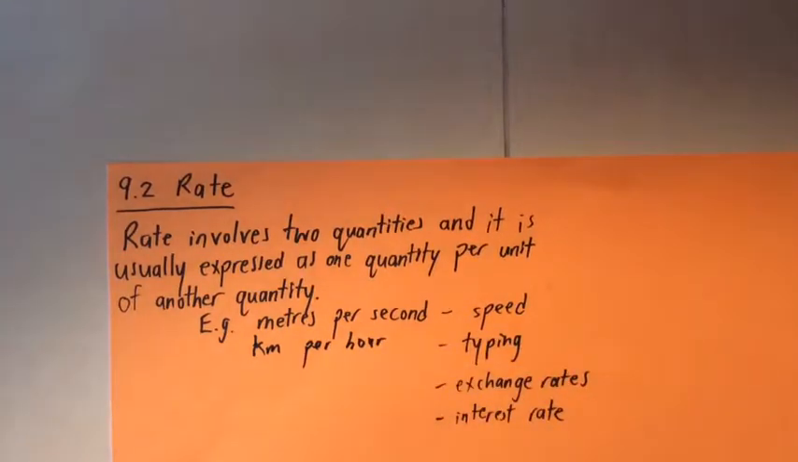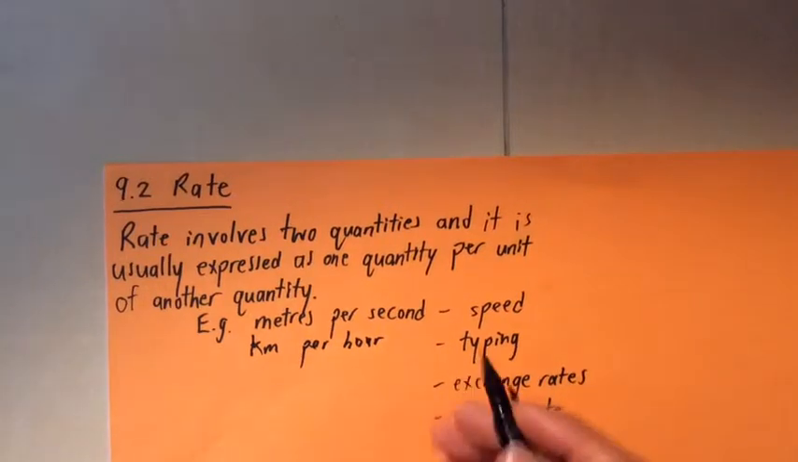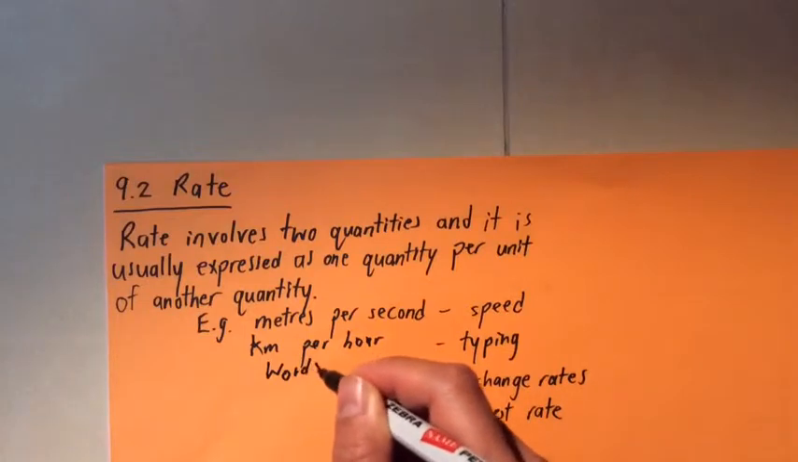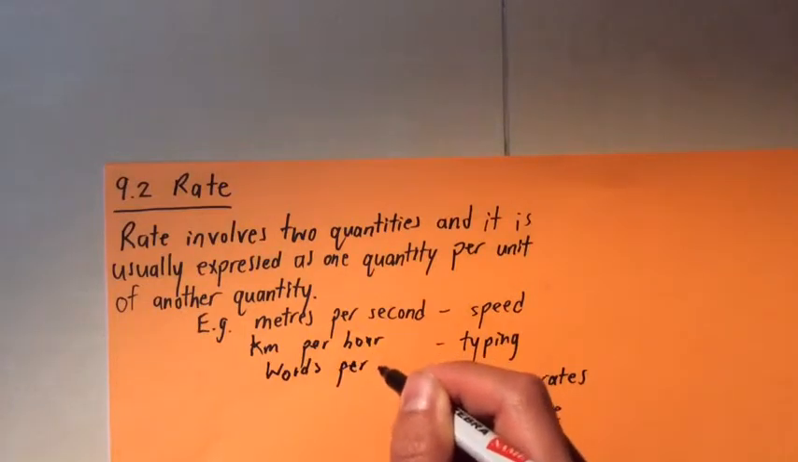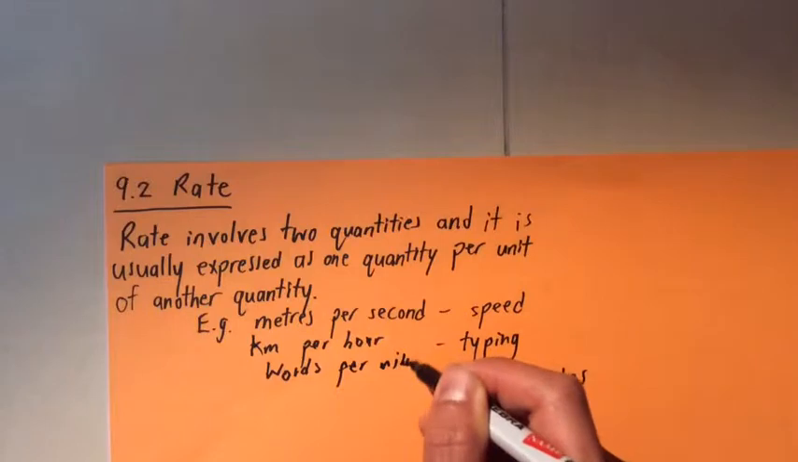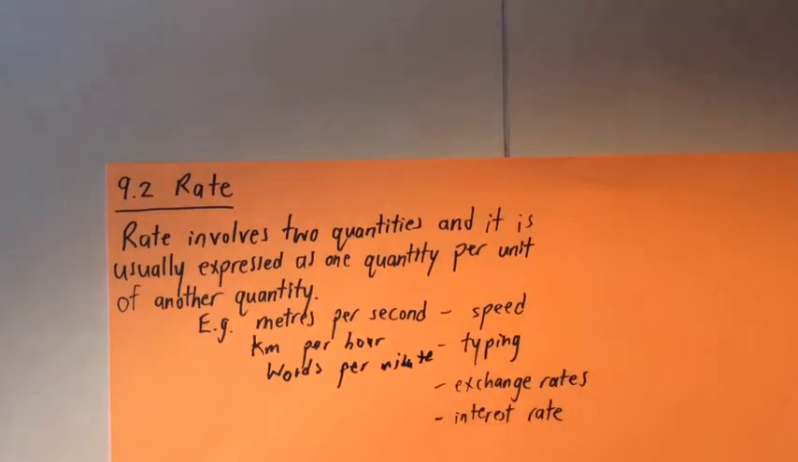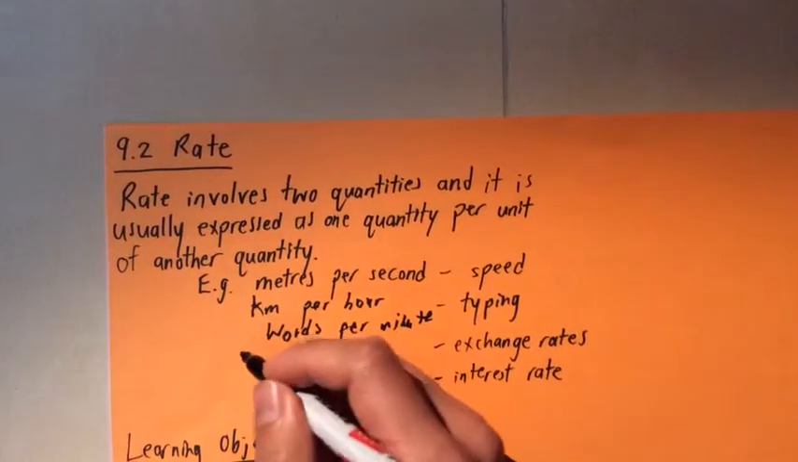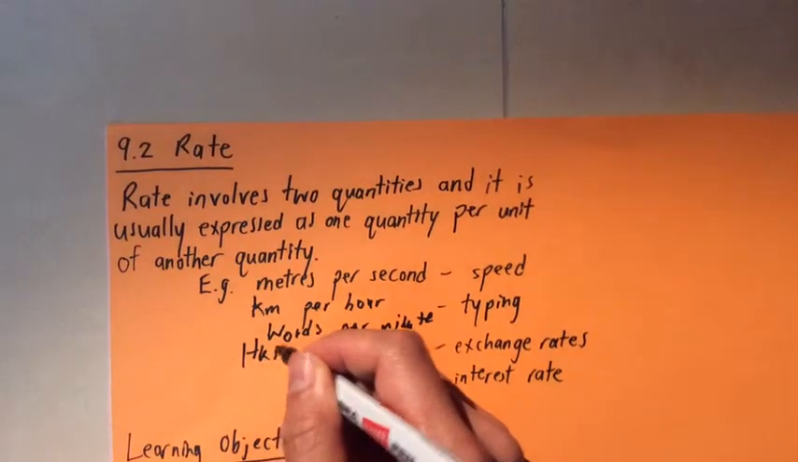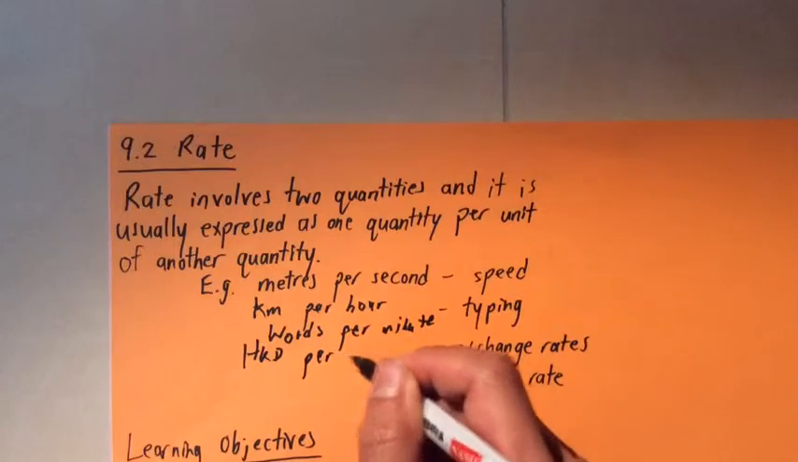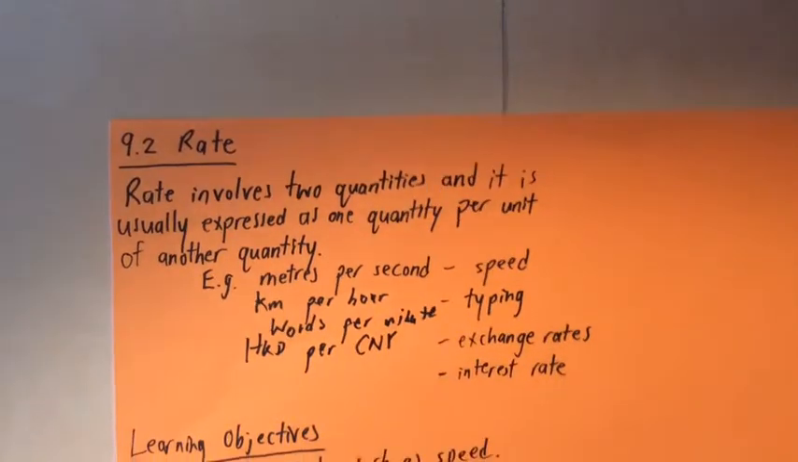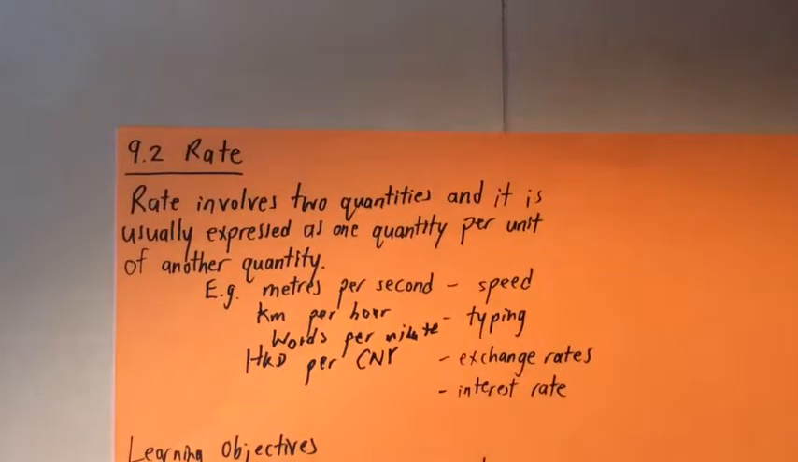That's something you'll probably notice when you're driving a car or riding on a car. For typing, you've probably heard of words per minute. Okay? For exchange rates, you've probably heard of Hong Kong dollars per Chinese yuan. For interest rates, that may be something you never heard about.